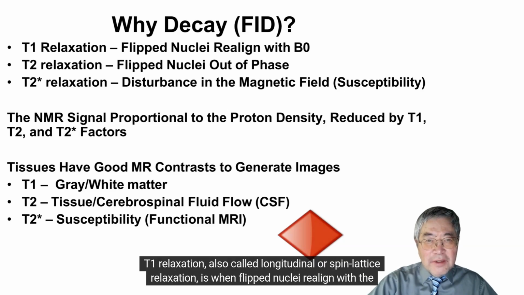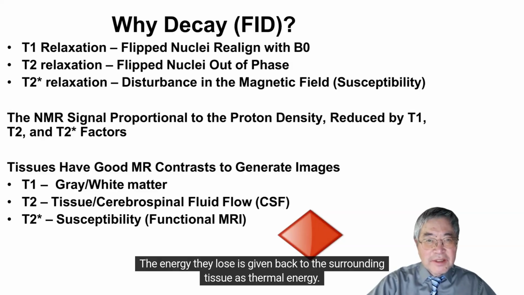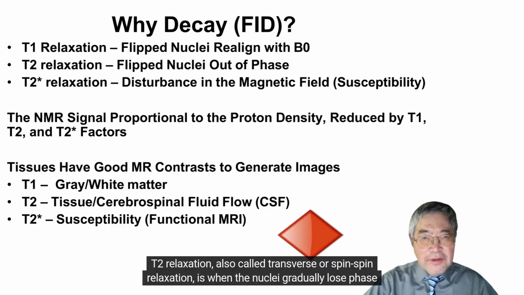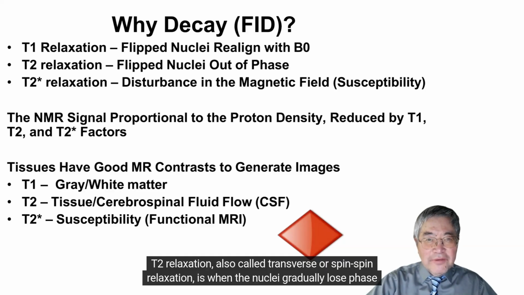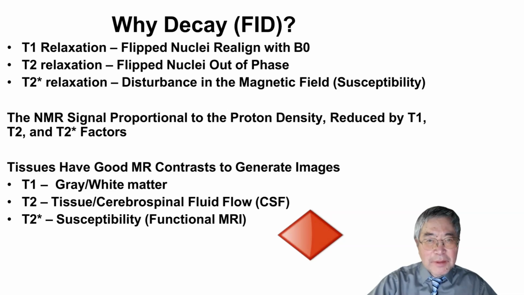T1 relaxation, also called longitudinal or spin-lattice relaxation, is when flipped nuclei realign with the main magnetic field. The energy they lose is given back to the surrounding tissue as thermal energy. T2 relaxation, also called transverse or spin-spin relaxation, is when the nuclei gradually lose phase coherence with one another. Even though they were flipped together, local differences in their environment cause them to fall out of step.